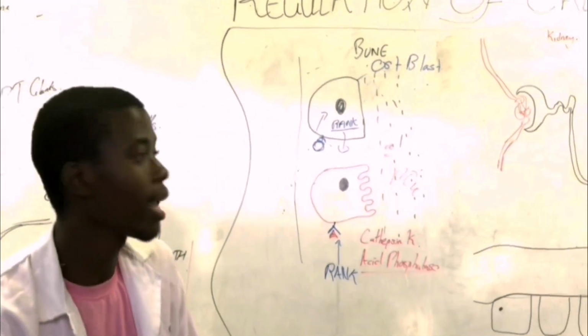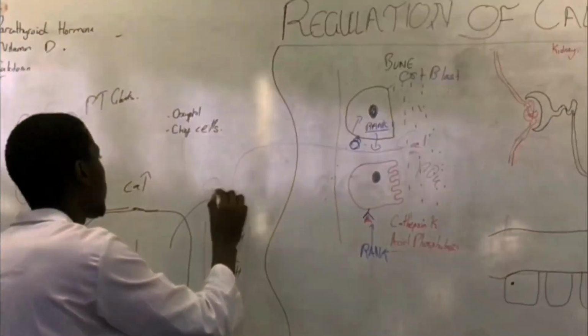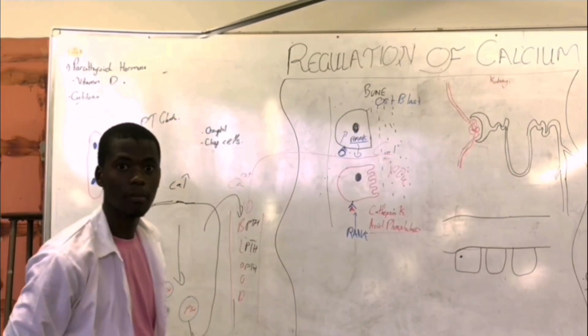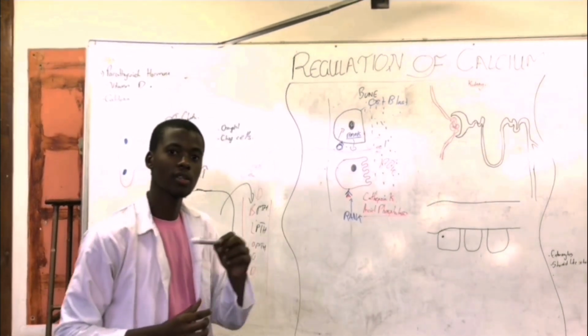Now these are released from the bone, and once they are released, where do they go? They go into the blood. So now we have calcium ions in our blood. That is the first mechanism by which parathyroid hormone increases calcium levels.